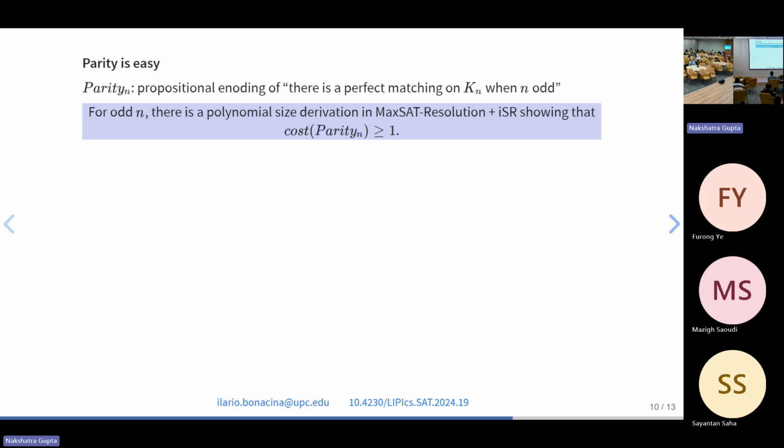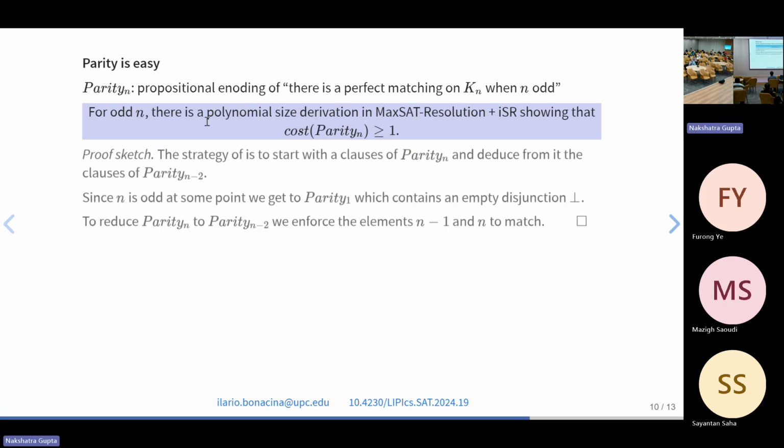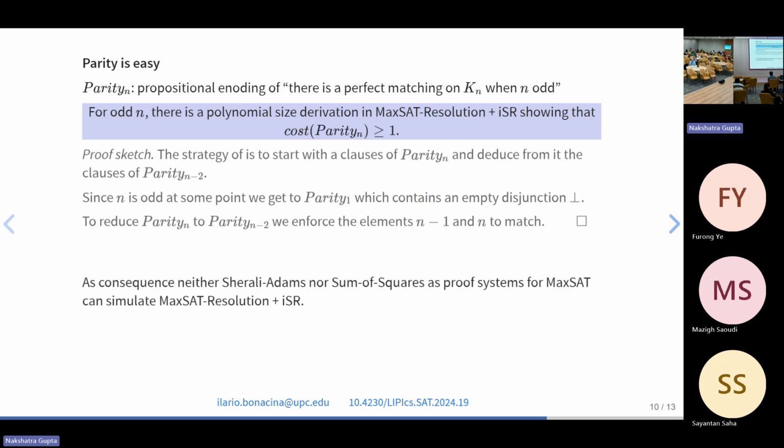And the interesting thing is that here the proof uses the axioms only once. Otherwise, you could just use a resolution proof. So the strategy is to start with clauses of parity and deduce from it the clauses of parity with 2 vertices less. Basically, it's just to use the ISR rule to match two elements, and that's it. As a consequence, neither Sherali-Adams nor sum of squares can simulate this system. So this is another hint that this system is quite strong.